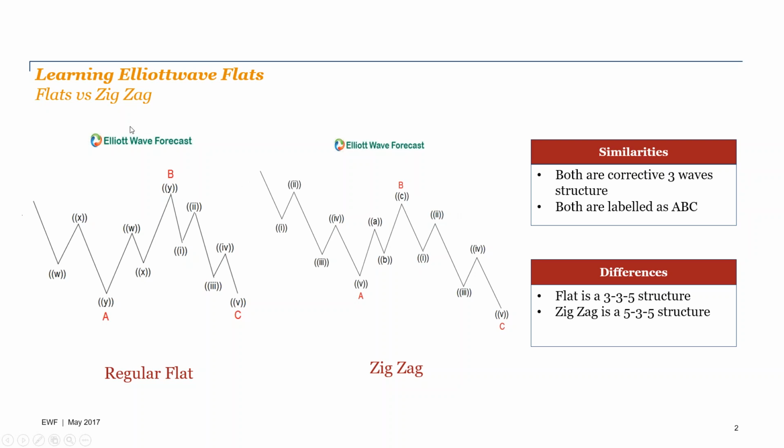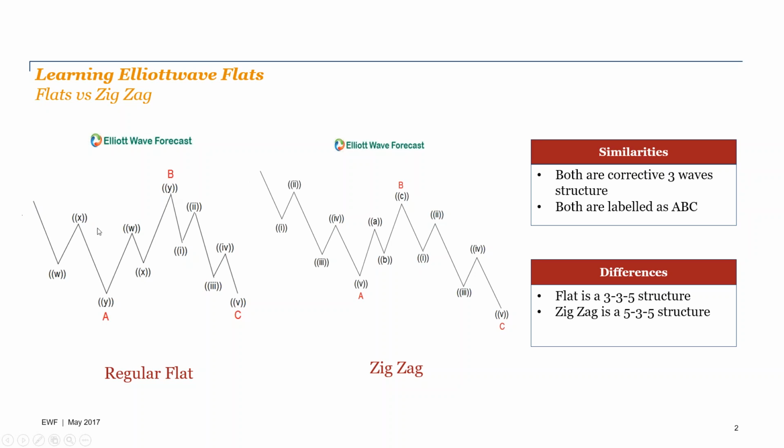A flat, on the other hand, people mistakenly confuse with a ZigZag, because it is also labeled as an ABC, the same as a ZigZag. So people might think this is a ZigZag, but it doesn't look like a ZigZag, because this is not a ZigZag, this is a flat. A flat is different from a ZigZag. Think of a flat as a sideways consolidation, because you can see that the B is retesting the starting point of the A, and sometimes can even bypass it a little bit.